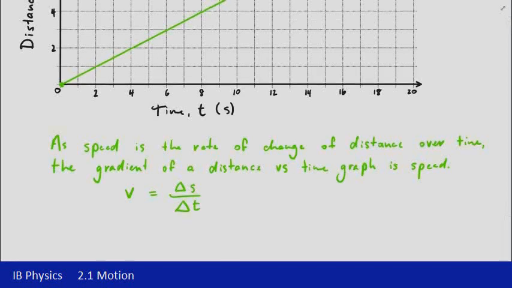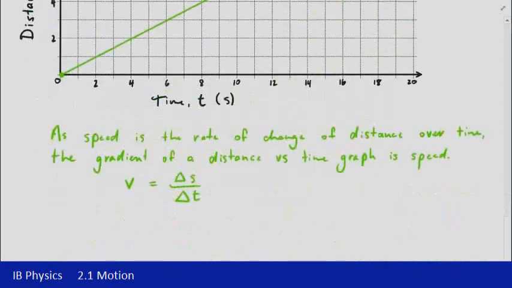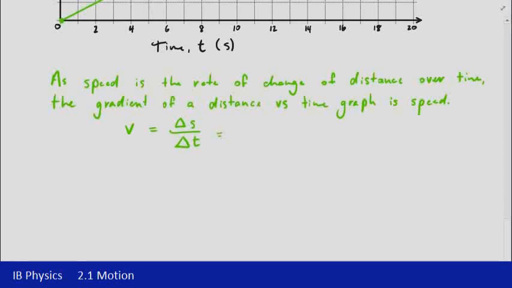Now if we go back to this particular example, the total distance covered here is 10 meters. So if you look vertically, it's covered a distance of 10 meters, and it took a time of 20 seconds to do that. So we could then say that the change in the distance is 10 meters, and the time over which that occurred was 20 seconds, and so in this particular example we'd say that the speed of the dog was 0.5 meters per second.